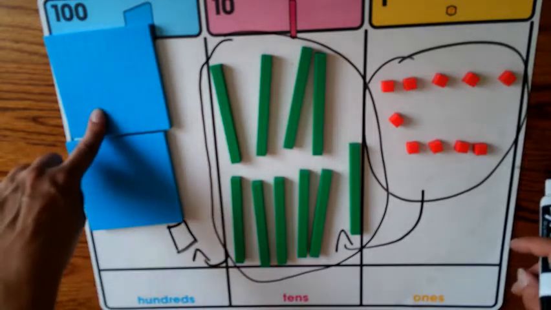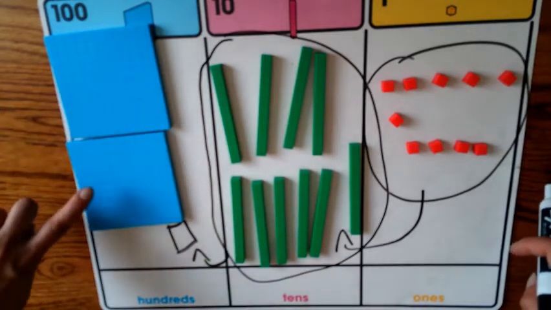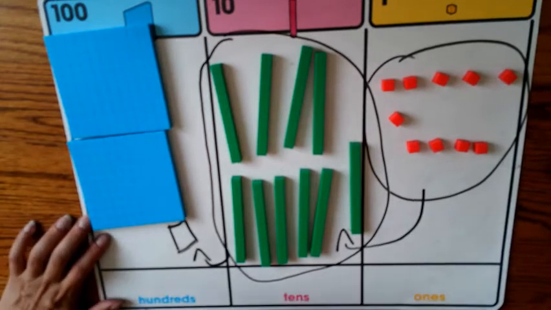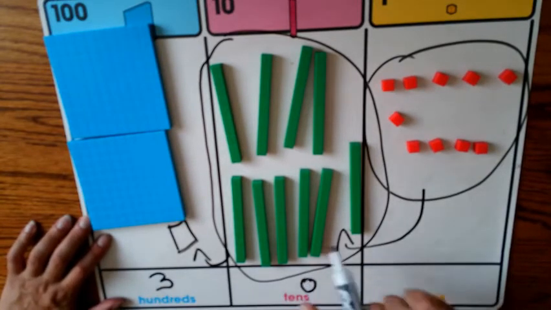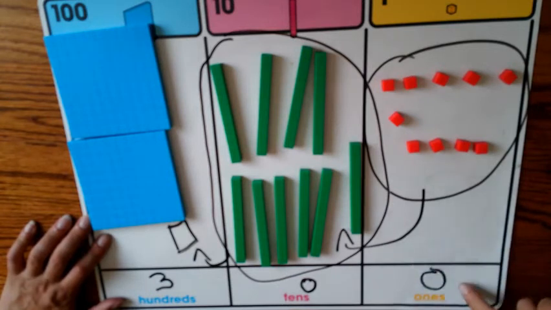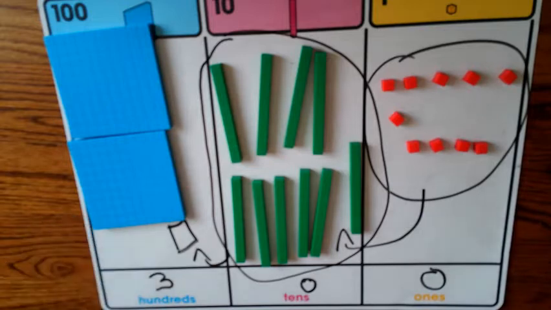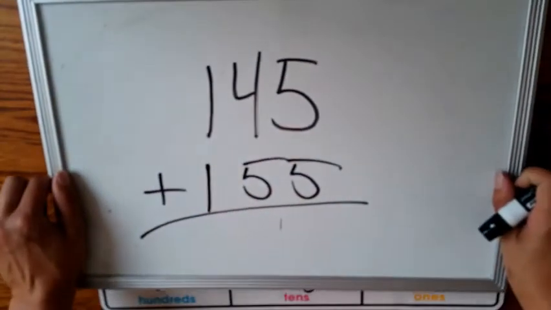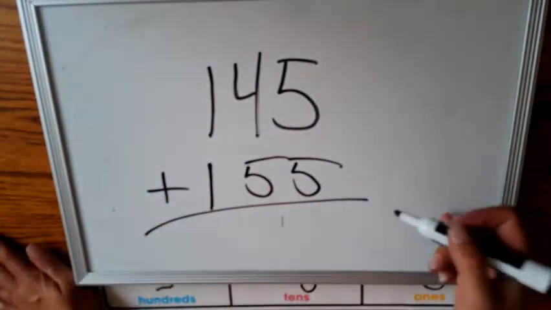Well, how many hundreds do I have in my hundreds place? Let's see. 1, 2, 3. There are 3 hundreds in the hundreds place. There are no more tens in the tens place because we grouped them all together. And then there are no more ones in the ones place because we grouped all those together too. So what would that look like here on my math board?